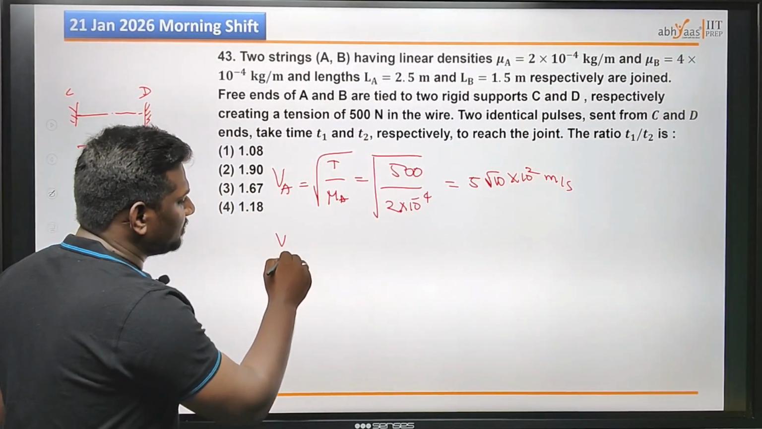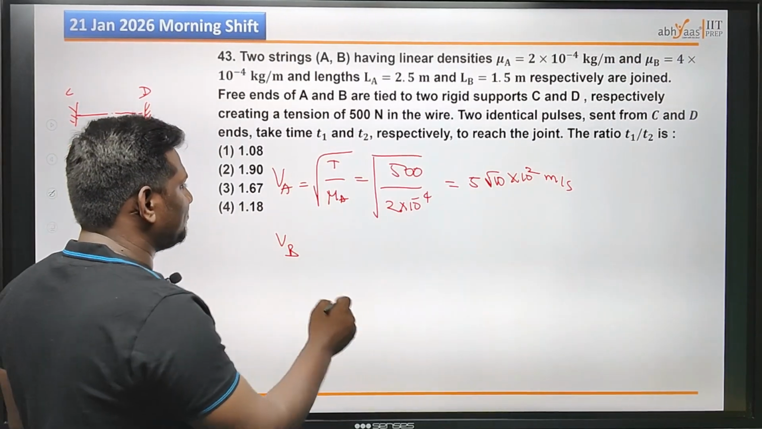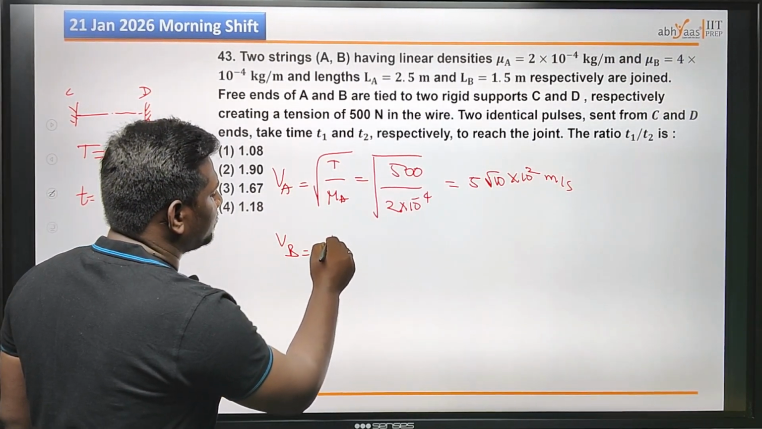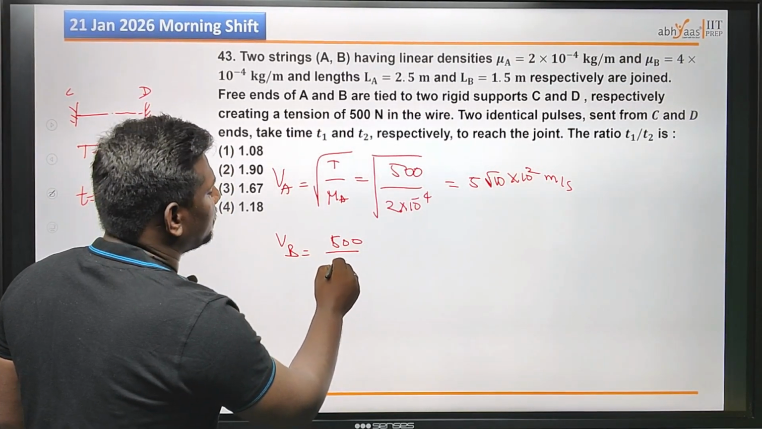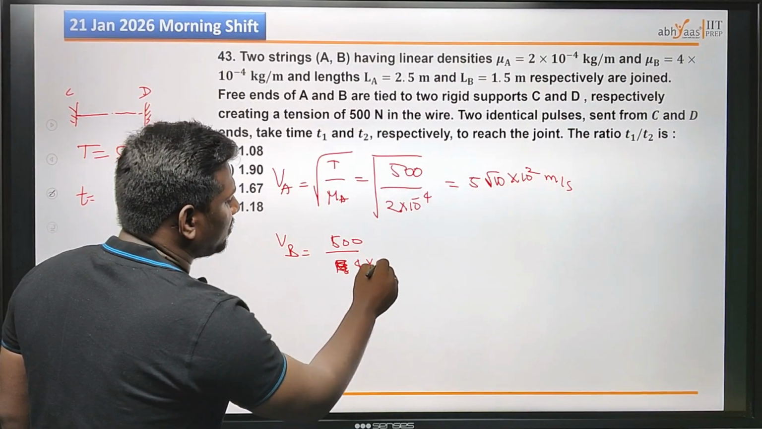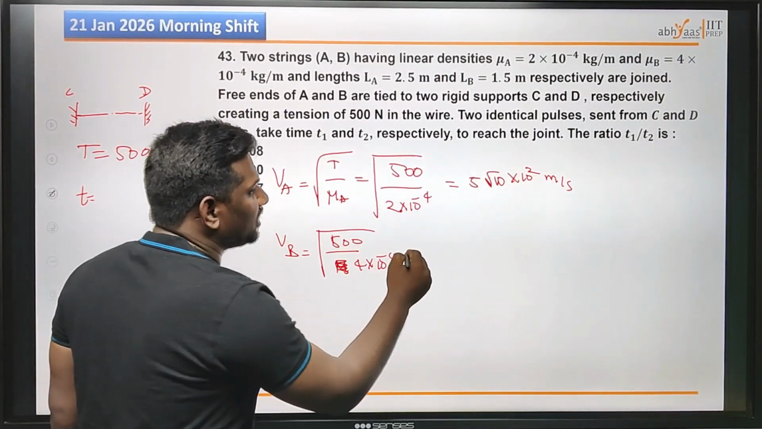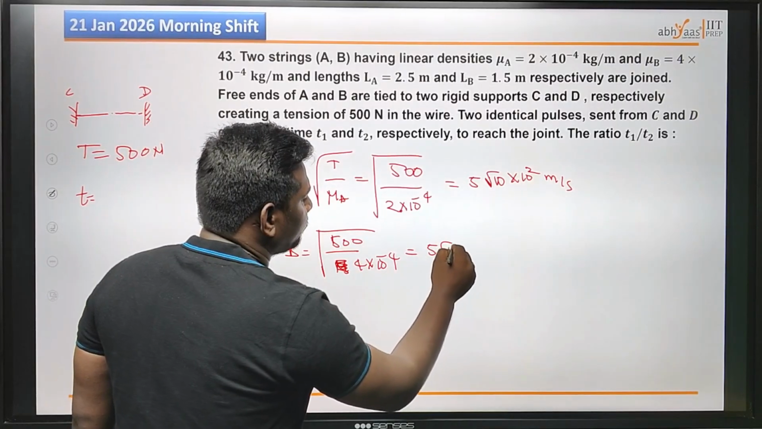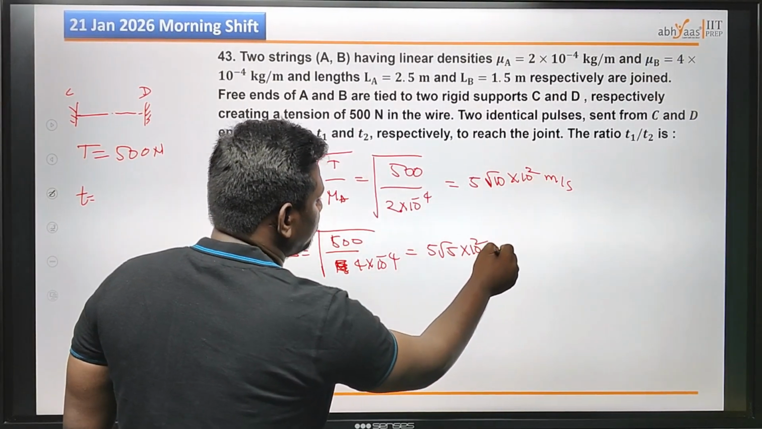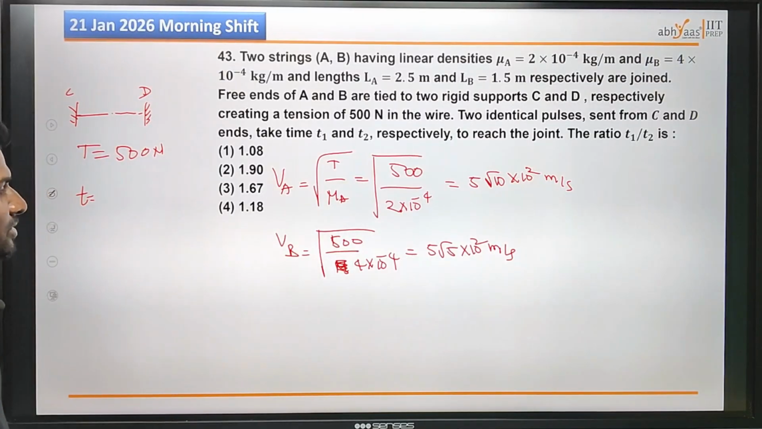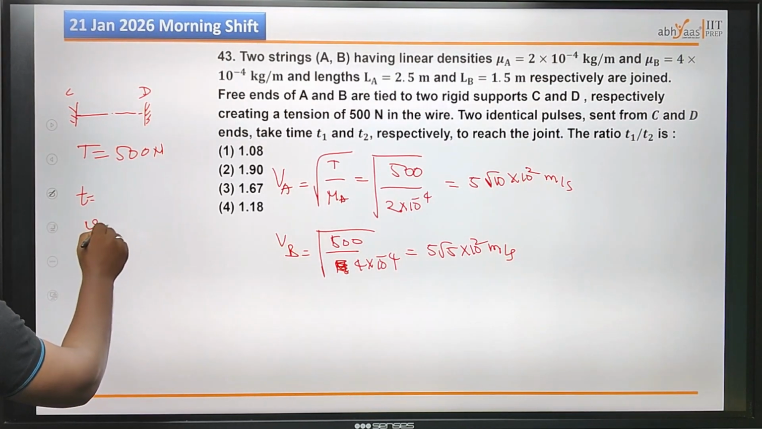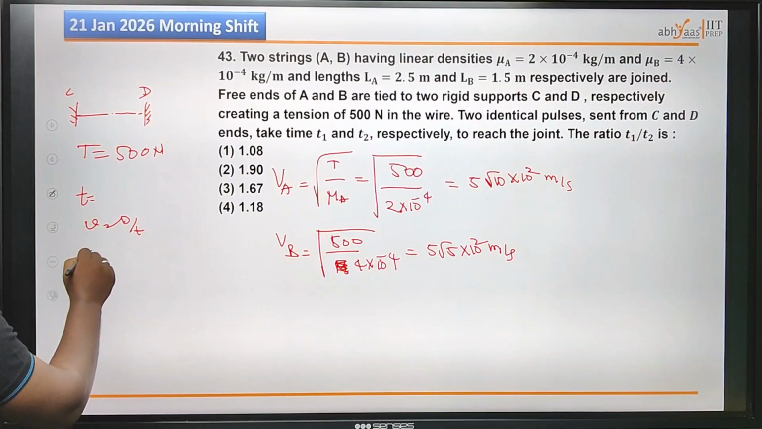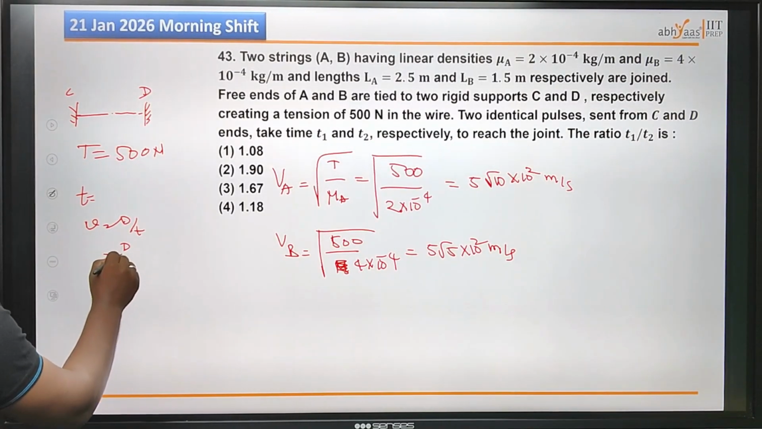Similarly, VB, same formula. So tension is 500 by mu B. What is mu B? Mu B value is 4 into 10 to the power of minus 4. If you simplify this, you will get 5 root 5 into 10 to the power of 2 meter per second. What do you have to find? You have to find the time. What is the time? Velocity equals distance by time, so time can be written as distance by velocity.